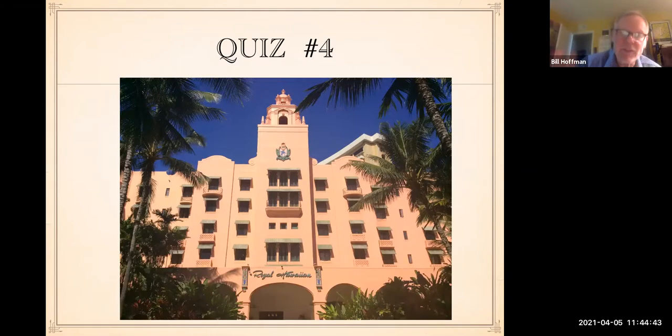This is actually the Royal Hawaiian Hotel. And look at these stucco surfaces and look on both sides of the tower. Look at the rounded parapets at the top and look at the tower at the top. What does that remind you of? That's actually Mission Revival, sitting right on Waikiki Beach, by the way.